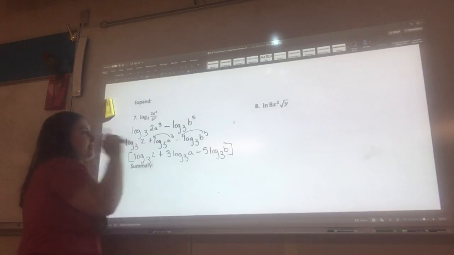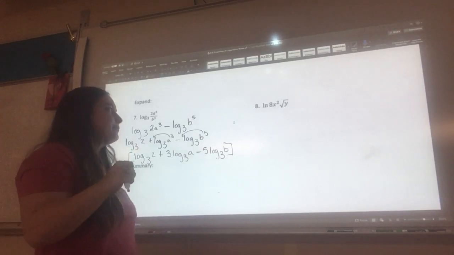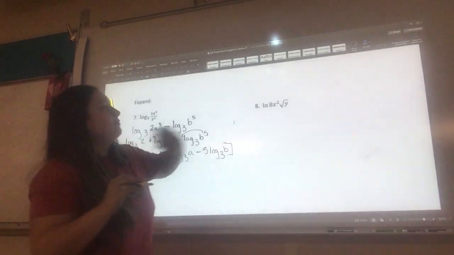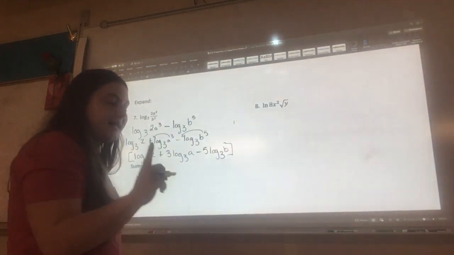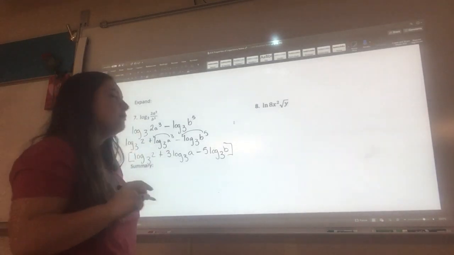Yes, it gets long and tedious, but we're working both backwards and forwards. Make sure to do that. If you feel confident, try number 8. 8 has a trick. So make sure you pay attention, but try and do it on your own.